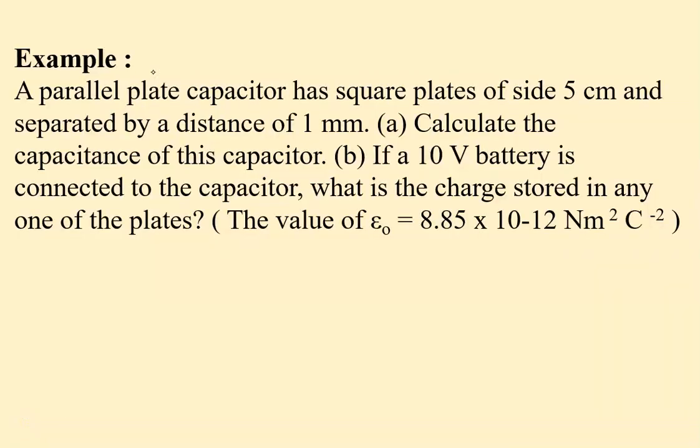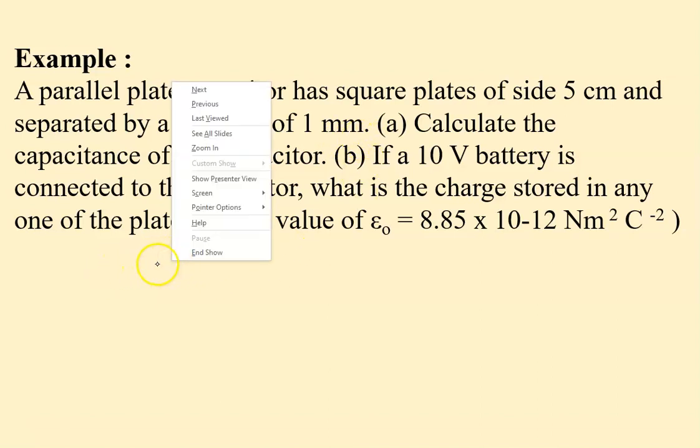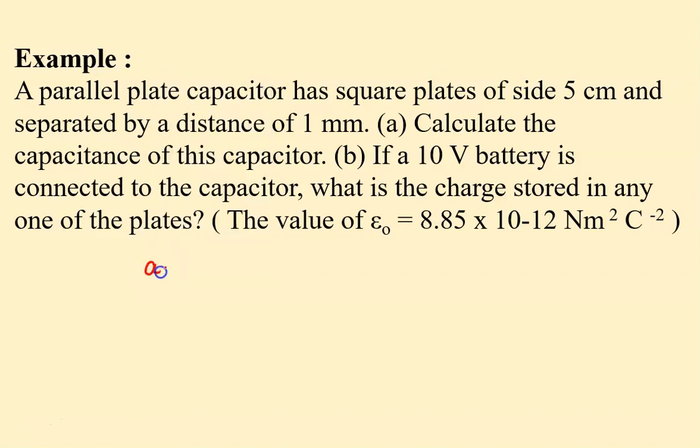Now let us solve a numerical based on the parallel plate capacitor. A parallel plate capacitor has square plates of side 5 cm, separated by a distance of 1 mm. So the side A is given to you as 5 cm, and I can write it as 0.05 meter. And the distance between the plates D is given to you as 1 millimeter.